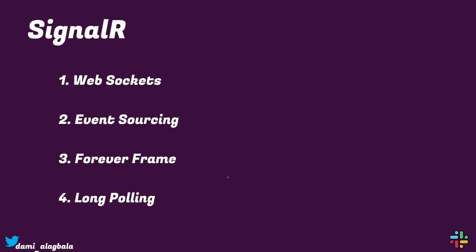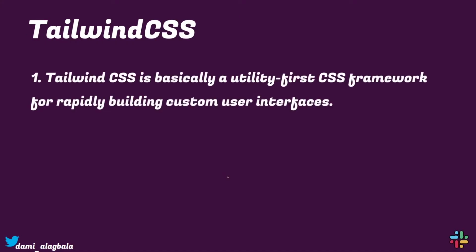The only time the rest are used is if there are cases whereby SignalR is unable to initiate a real-time connection with WebSockets. So it basically falls back to either event sourcing, forever frame, or long polling in that same order. So they are basically called fallback options, and that's how SignalR works. And we're going to look at it in deep detail, how to set it up and how to work with it when we get to that section of our application.